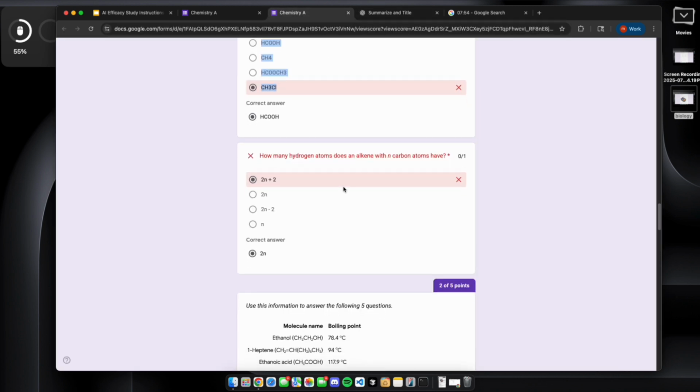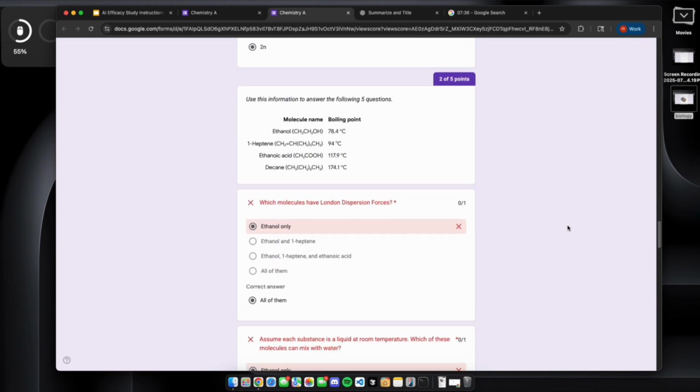How many hydrogen atoms does an alkyne with n carbon atoms have? Let's see. Oh, it was 2n because earlier we had that formula. It was hydrogen to 2n, the carbon to n, yeah, so 2n.